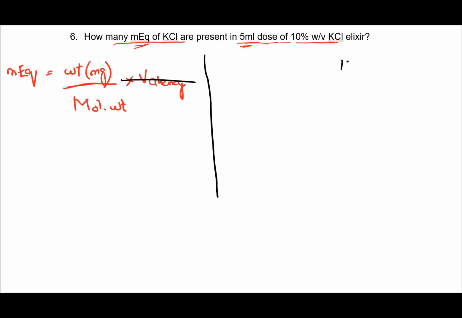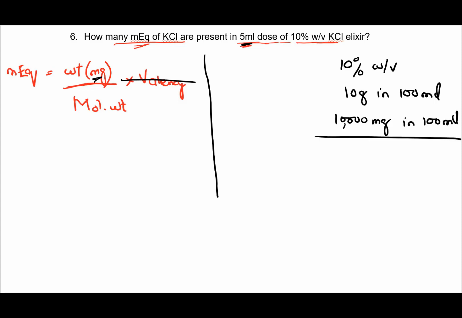We have 10% weight by volume, which means 10 grams in 100 mils, but I have 5 mils of the solution. So I will find out how many grams or milligrams I have in 5 mils. Because I know that in the equation it would be milligrams required, I will convert this into milligrams right here. That's 10 grams, so that will become 10,000 milligrams in 100 mils. So I know from this 10% weight by volume that 100 ml has 10,000 milligrams.